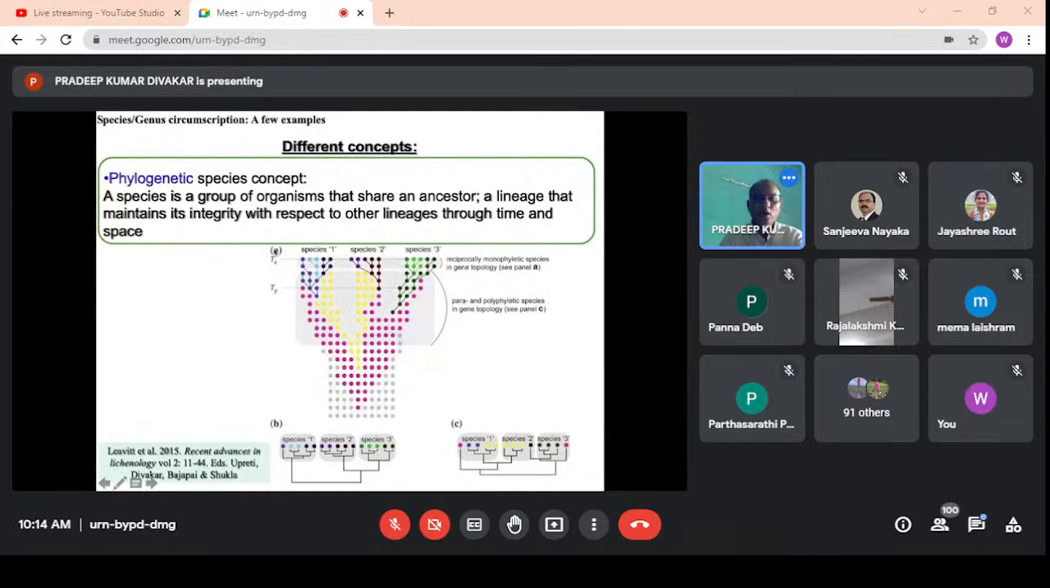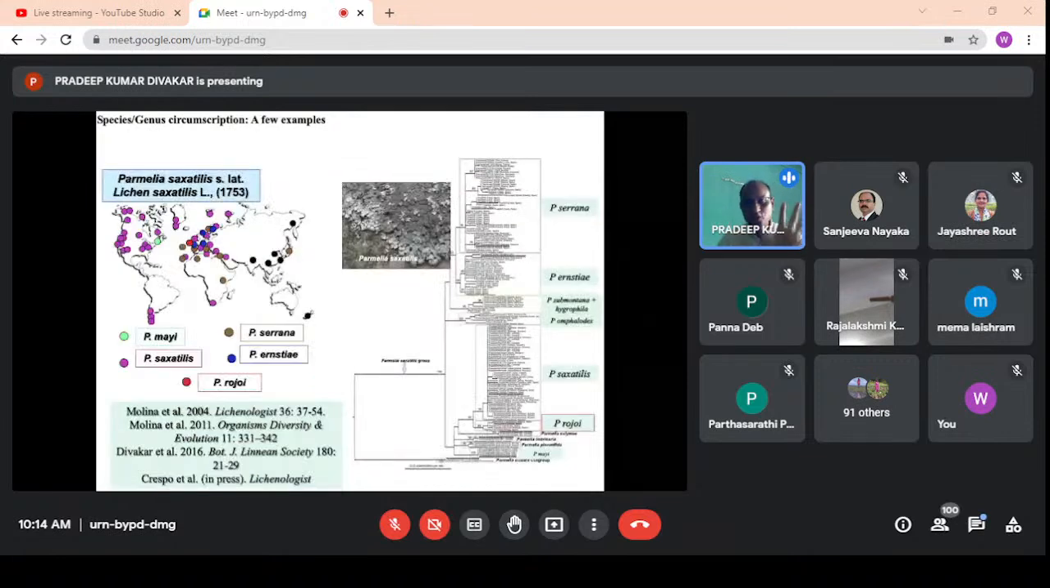We rely more on the phylogenetic species concept today. So I will give just one example of a species concept. You know the classic example, Parmelia saxatilis. The species was described, as we all know, as Lichen saxatilis by Linnaeus in 1753. When Linnaeus described it, he thought, oh, this is one species, the most common species, Parmelia saxatilis. In India it's not so common, but in Europe and North America this is one of the most common species. At that time Linnaeus never thought that Parmelia saxatilis could be various species.